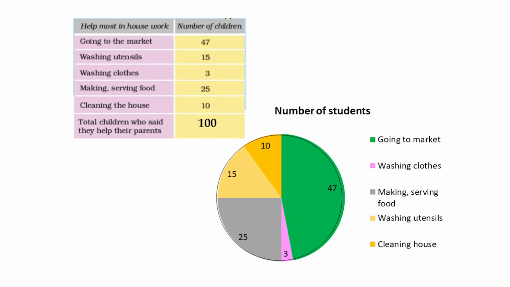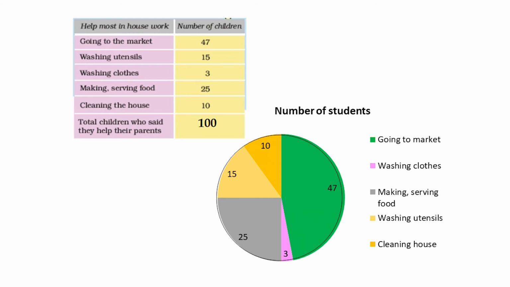Now if you look at the number 47, that is the number of students that help by going to the market, is a little less than 50, which is half of the pie chart. So it is represented here in green color. And after we add the 3 students that help by washing clothes, which is represented in pink, we see 47 plus 3 gives us 50, which is exactly half of 100 or half of the pie chart. Next, 25 students help by making and serving food, and we see that 25 makes up 1/4 of 100 or 1/4 of the pie chart, and it is represented here in sky blue color.